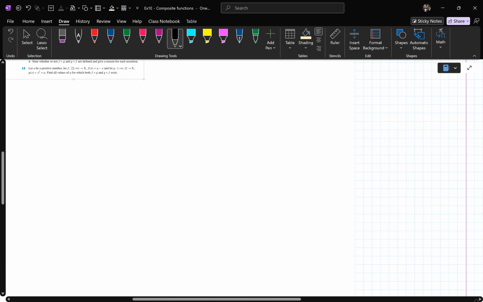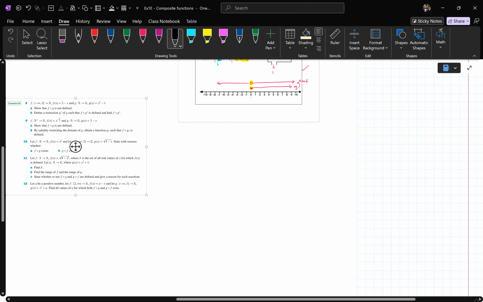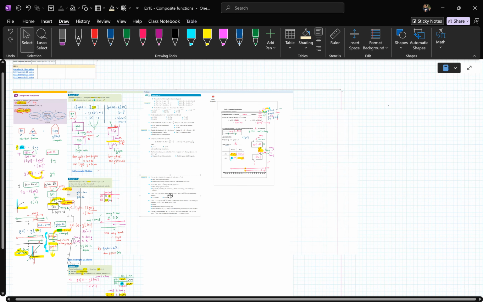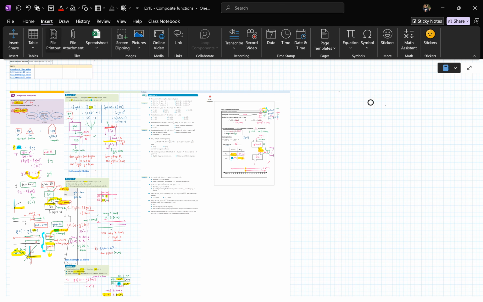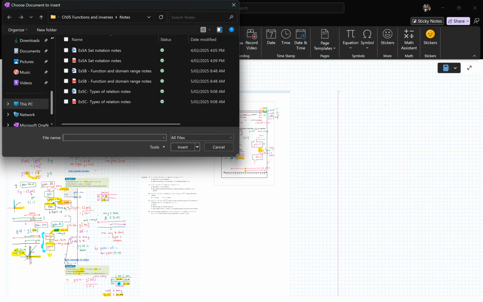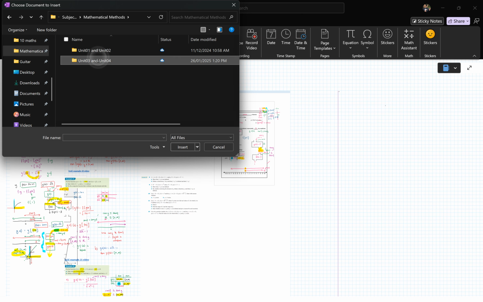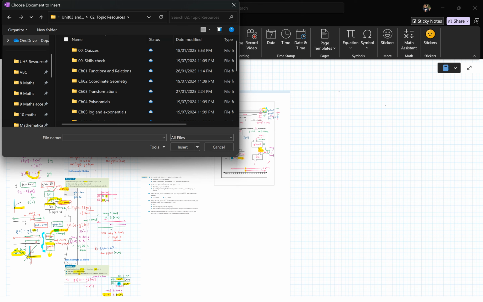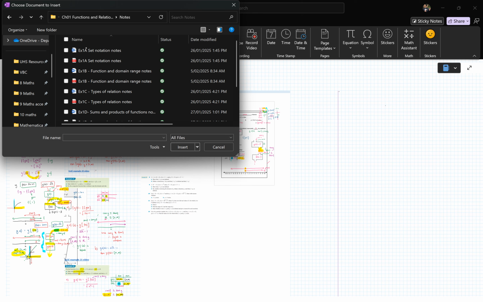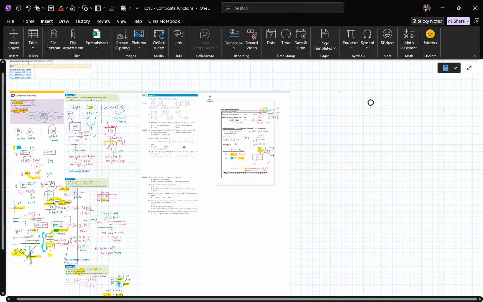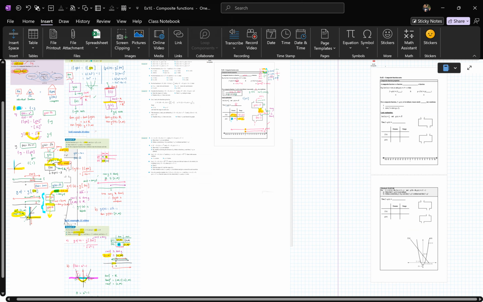What? Is there not another page? Was that it? Why didn't it come up? I must have accidentally deleted it. That's all right, I'll just insert it again. Here we go. Exercise 1E. No, this is not Year 12. Topic resources, 1, Notes, E. There we go. All right. Whoops.